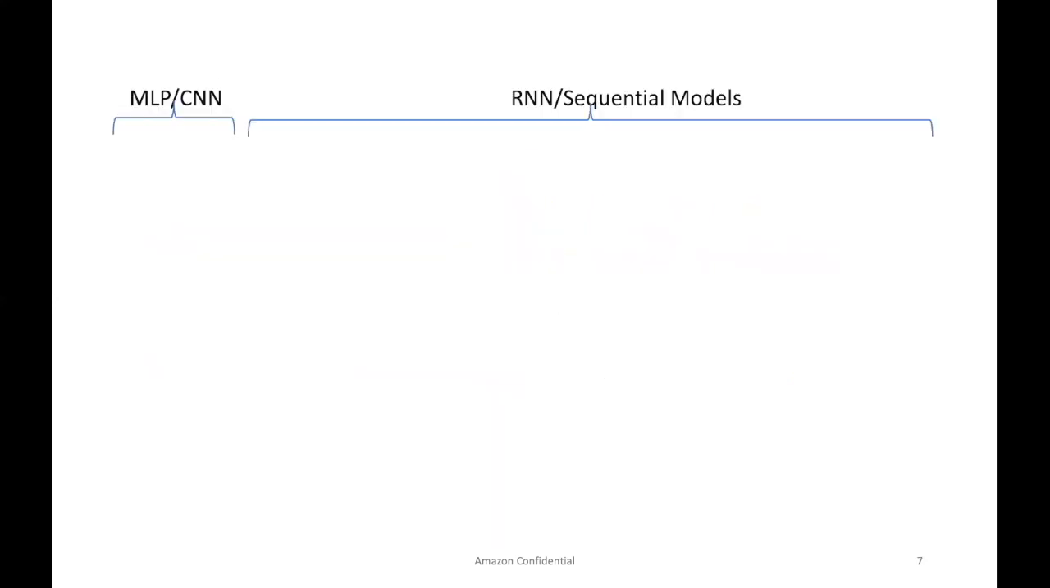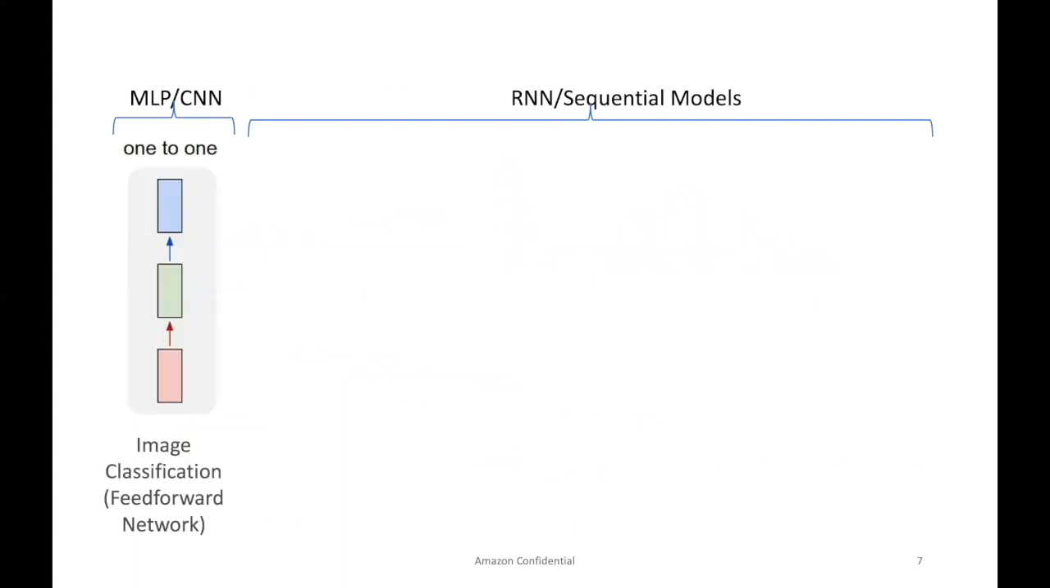So how does an RNN differ from a multilayer perceptron or a CNN? In the case of multilayer perceptrons and CNNs, there is a single input and the network is one network, and it processes and gives one output, like a classification result of whether an image contains a cat or a dog or not.